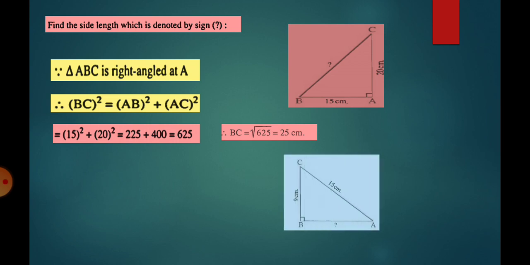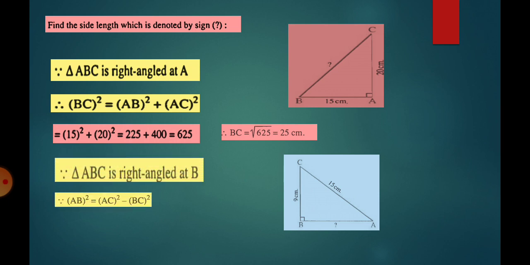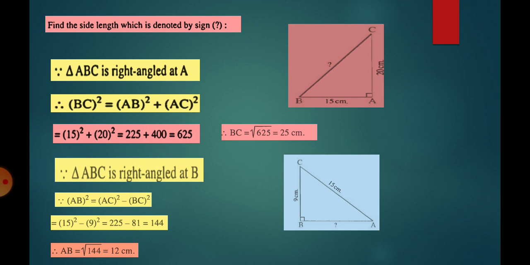Find the length of AB. Here AB is a side. The square length of the side equals the square length of the hypotenuse minus the square length of the other side. AB power 2 equals AC power 2 minus BC power 2. Then AB power 2 equals 15 to the power 2 minus 9 to the power 2 equals 144. So the length of AB equals the square root of 144 equals 12.